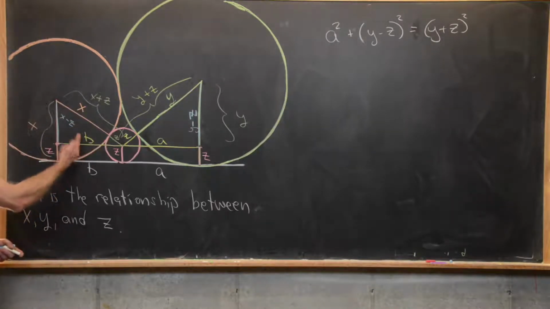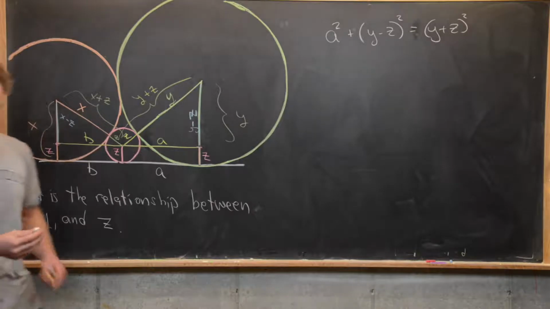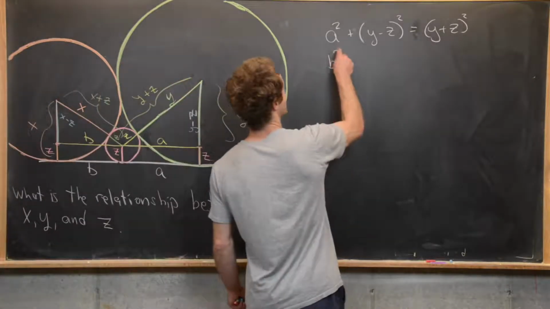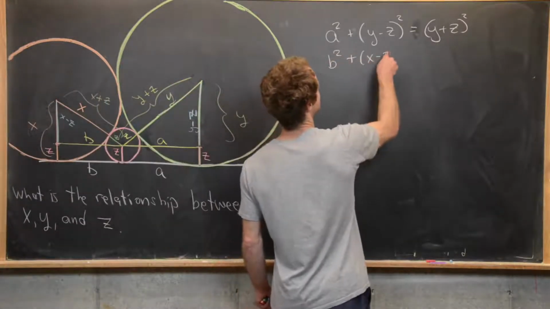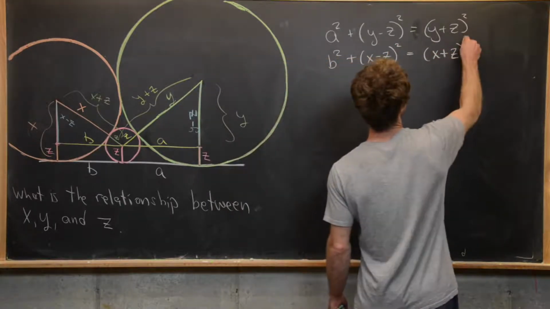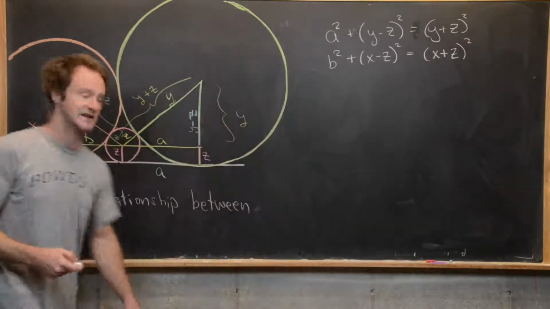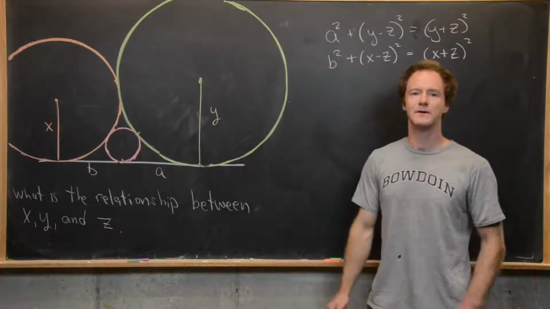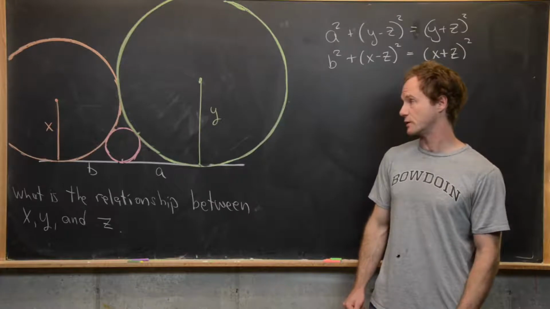So notice we've got b, x minus z, and x plus z. So we can write b squared plus (x minus z) squared equals (x plus z) squared. Okay, fantastic. Okay, so I've cleaned up my picture for our last triangle, which we will draw.